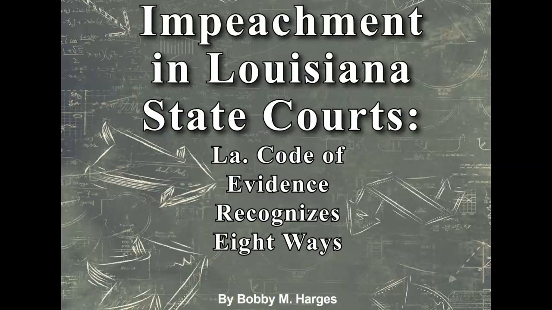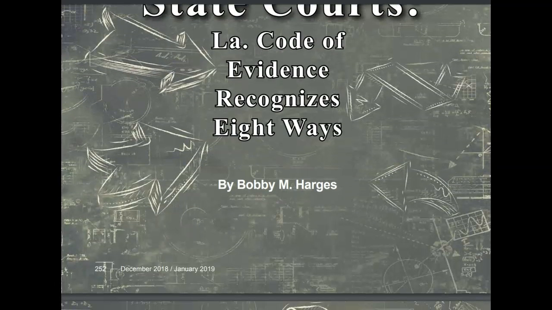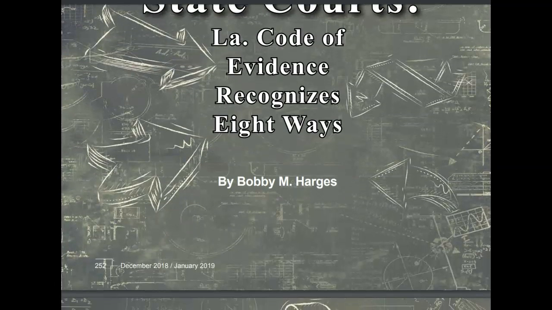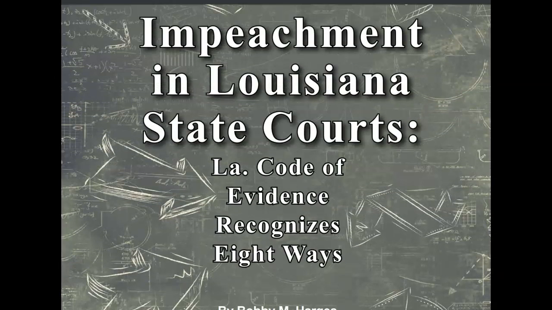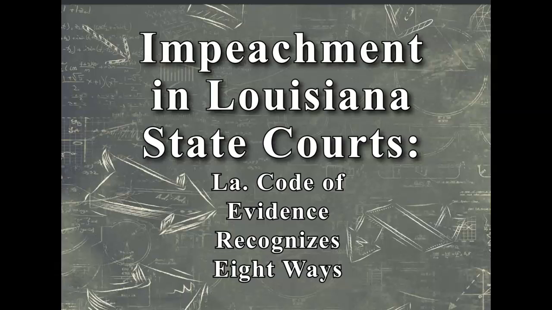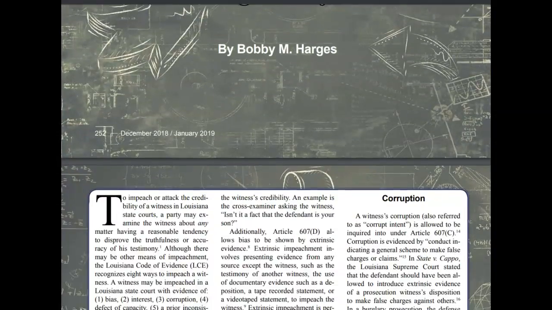What you see on the screen is the cover page of an article that I wrote for the Louisiana Bar Journal. The article appeared in the December 2018, January 2019 edition of the Bar Journal. I wrote this article to summarize the 8 means of impeachment allowed by the Louisiana Code of Evidence. What are those 8 means?